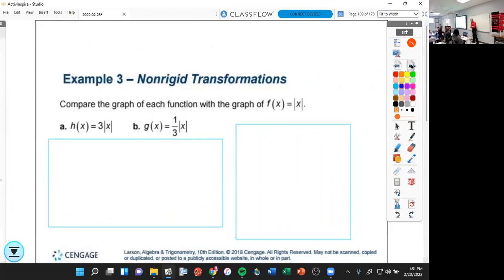H of x is equal to 3 absolute value of x. What does that graph look like? A steep V. Why is it steep? And what's that 3 do to it? This 3 is a vertical stretch, so it stretches it out, makes it steeper. Instead of down here, it's up here. How about B?